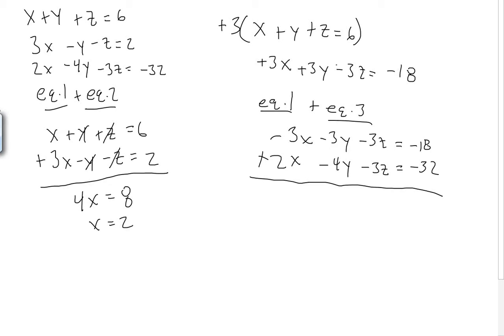Positive 3x, positive 3y, positive 3z, and positive 18. So that when I add vertically, the z's eliminate. Right, I just want them to be opposite. So if I have a negative 3z already, I should have multiplied by a positive 3 so that I end up with a positive 3z. The z's eliminate. What does that give me this time? That gives me 5x minus y equal to negative 32 plus 18, which is negative 14.